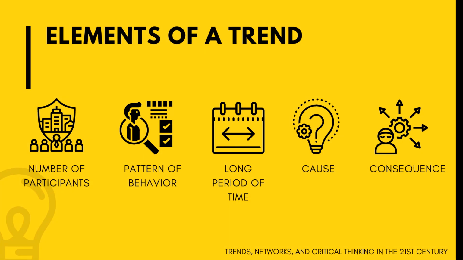Next, meron tayong tinatawag na elements of a trend. Paano ba natin masasabi na ang isang trend ay isang trend at hindi fad? So, meron tayong 1, 2, 3, 5 elements. First, number of participants, pattern of behavior, long period of time, cause, and the consequence. So first, let us have the number of participants.